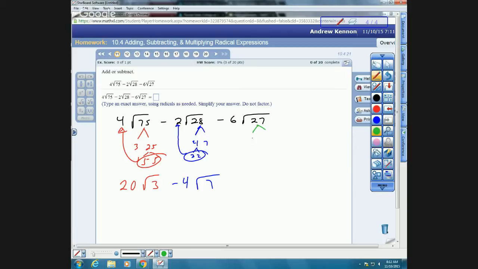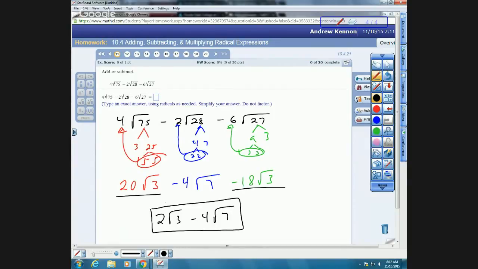So now on this one, we got 9 and 3, 3 and 3. So 3 comes out, and I have -18 square roots of 3. So I have 3, 7, and 3, so I can't put that one together, but I can put these 2 together. So 20 of those minus 18 of those means that I have 2 of those. And that would be my answer. Can't simplify any further than that.